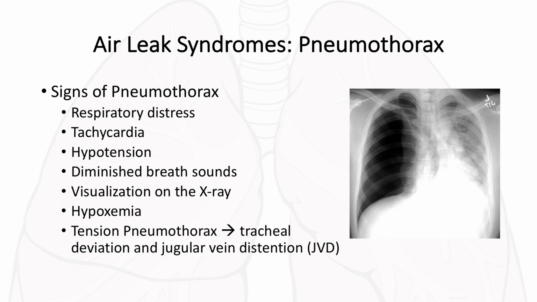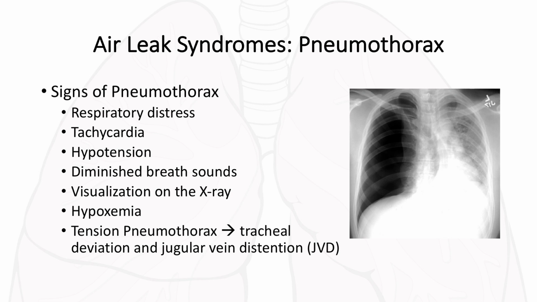So some of the signs of pneumothorax are, of course, respiratory distress, tachycardia, hypotension, diminished breath sounds on the side that the pneumothorax has occurred. Often it can be both sides bilaterally. Visualization on the x-ray, hypoxemia as well. So tension pneumothorax is one of the ones you can see without a chest x-ray.